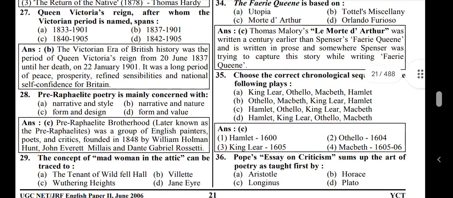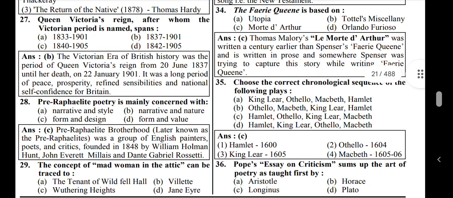And the next question is 29. Let's see the correct option. That is C only, no? That is form and design. Pre-Raphaelite poetry is mainly concerned with form and design. Form in the sense it is a form of a text. They have concentrated towards the form of the text and the design of the text.